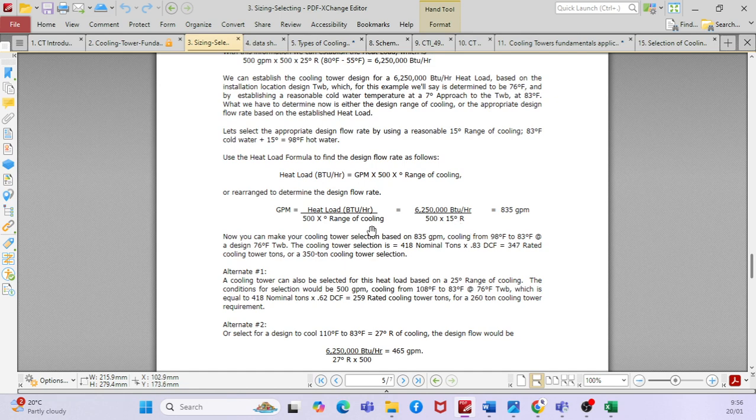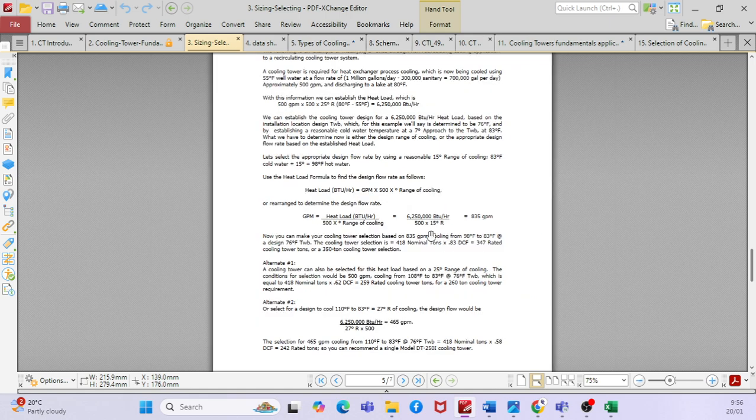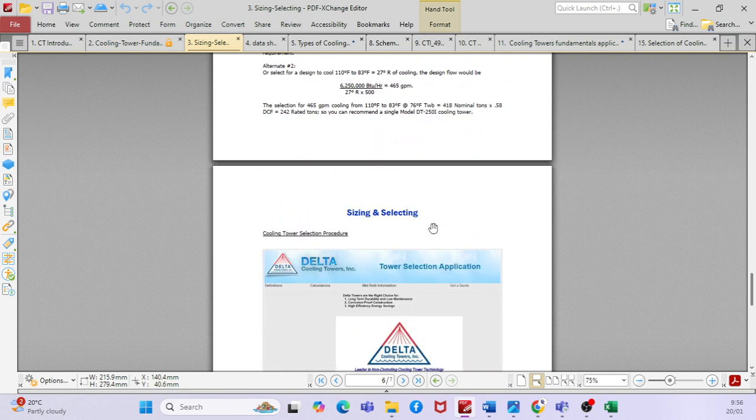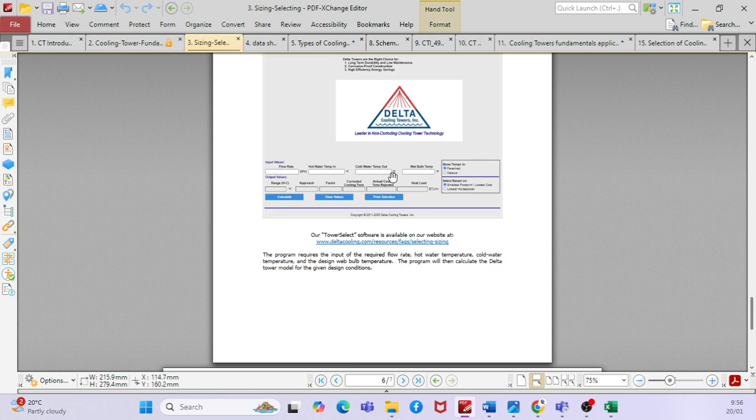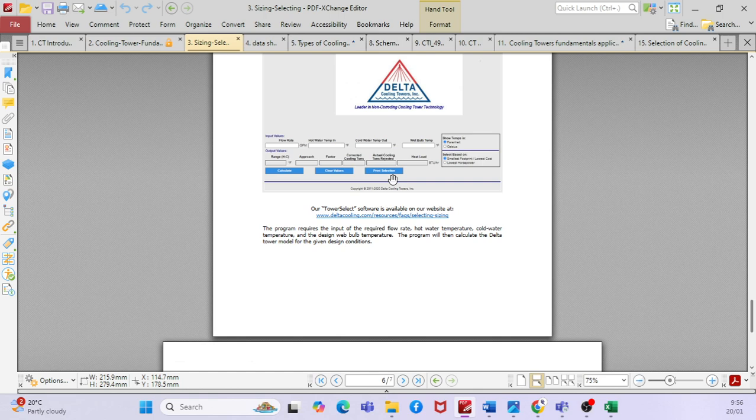R is hot water to cold water. That is basically the condenser water supply minus condenser water return temperature, basically delta T. Then there are tools to calculate the capacity of the cooling tower itself. The cooling tower capacity and the chiller capacity are different. The cooling tower capacity will be much higher.